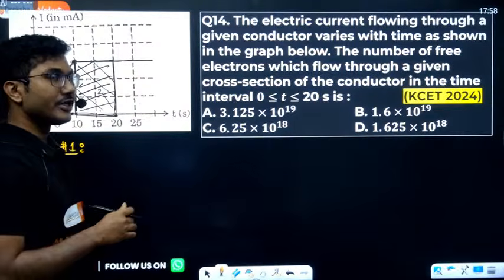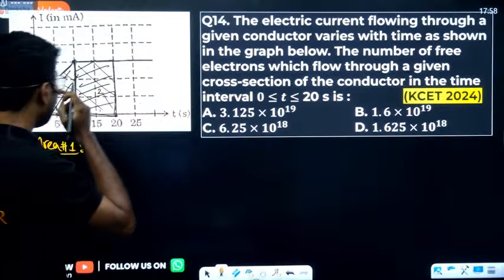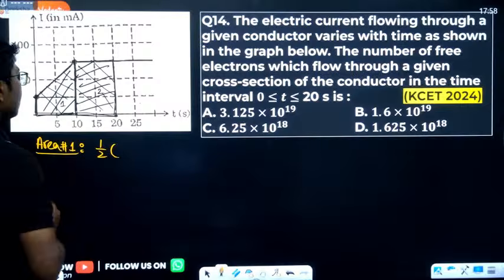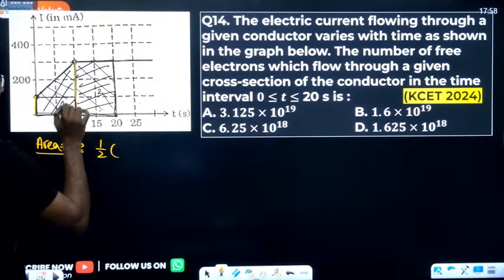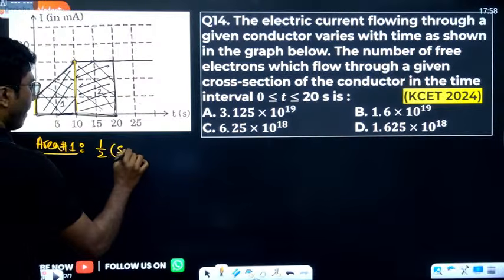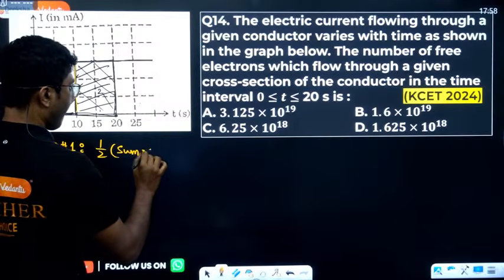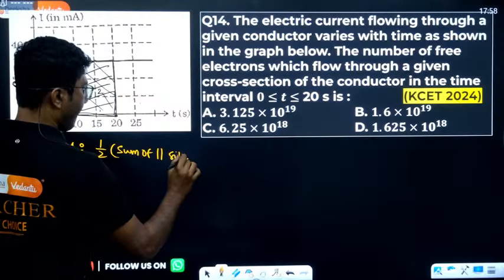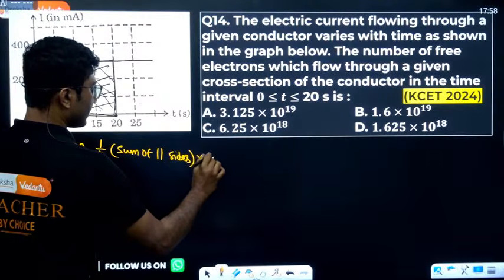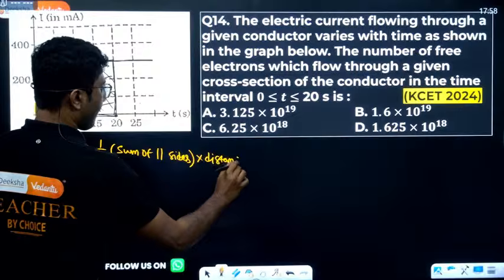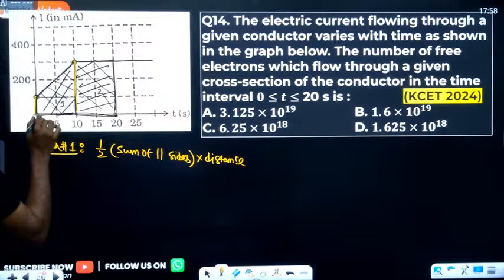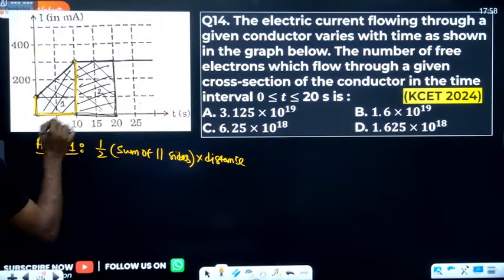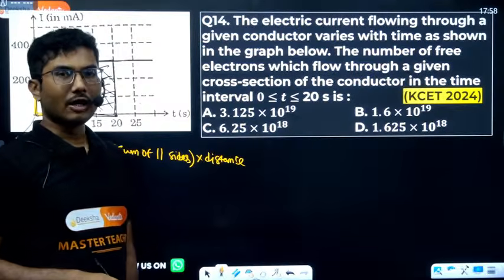For a trapezium, the area is given by half into the sum of the parallel sides into the distance. So what is the distance? Here this is the distance. Sum of the parallel sides into the distance between them gives you the area of a trapezium.